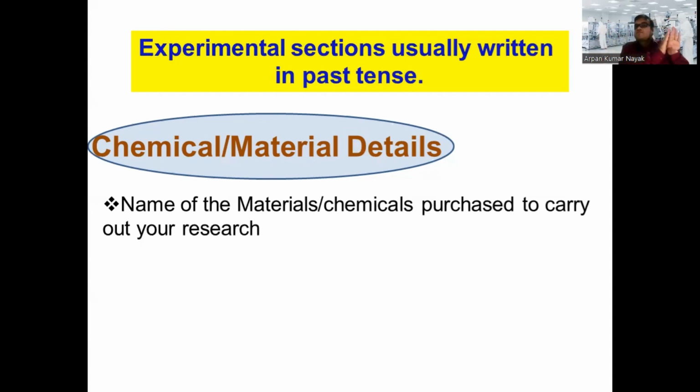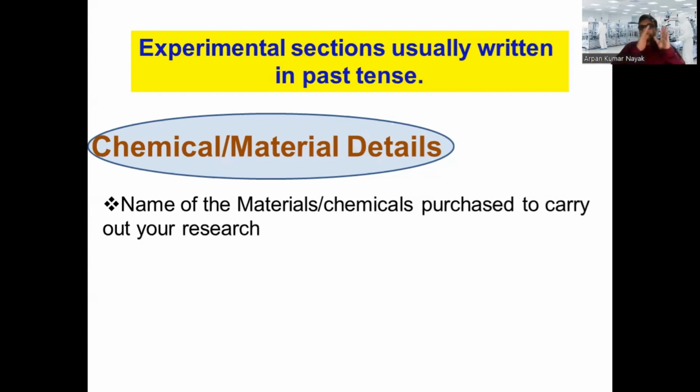If you use the plural form, then you should use were, and the next word should be the past tense of that: obtained, dissolved, purchased, used, analyzed. But if it is the first one, a single material, then was purchased, or was dissolved, or was used, or was studied.